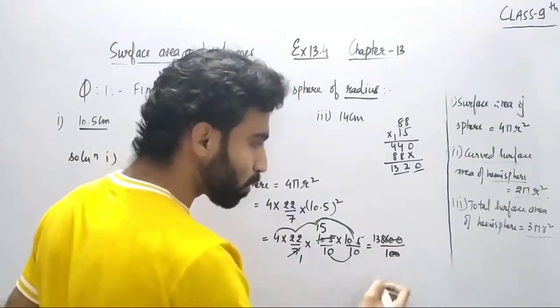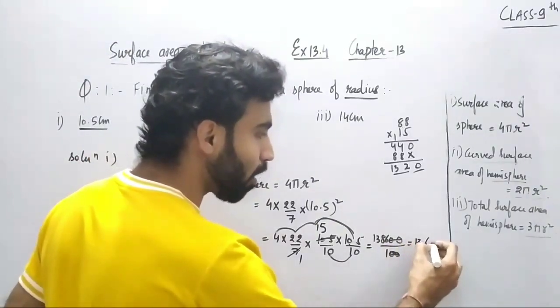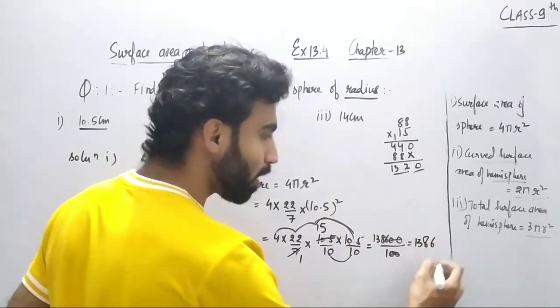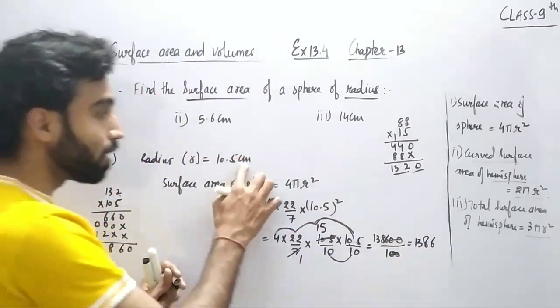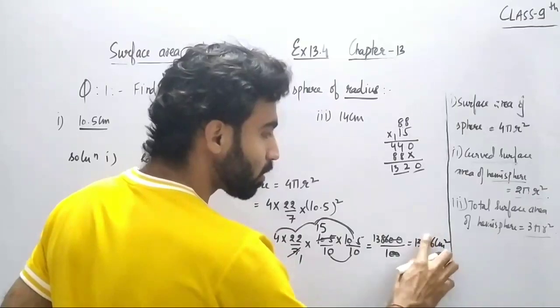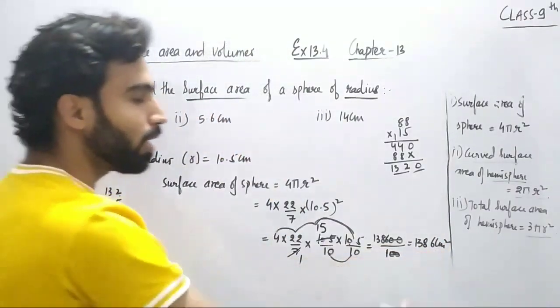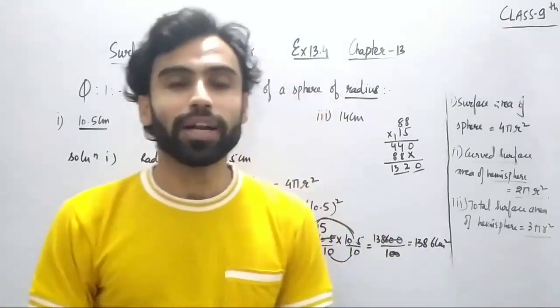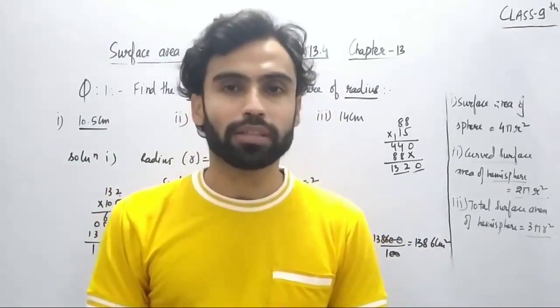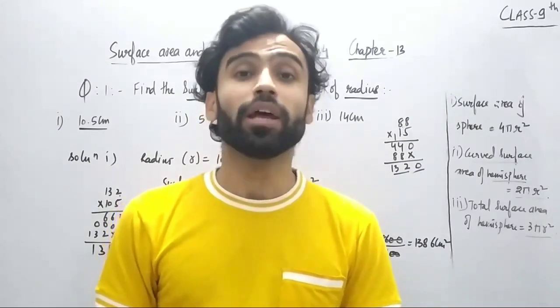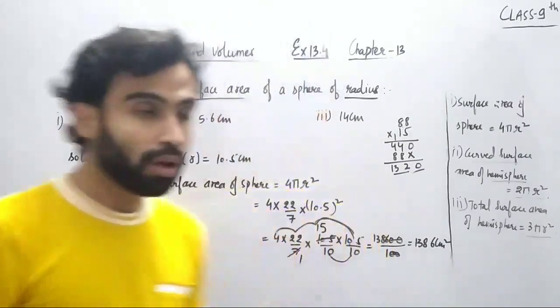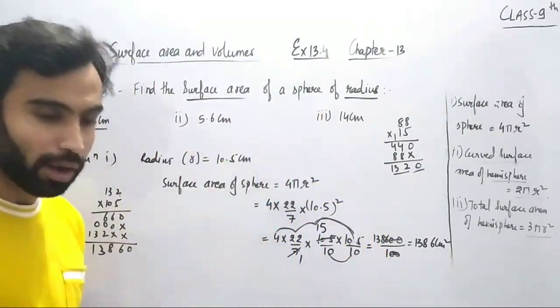Now you can see these two zeros will cancel out. Finally we have got the surface area of the sphere as 1386 centimeters square, right? So you can see the radius was given as centimeters, so the area will be in centimeters square. So that was how you have to simply calculate the surface area of a sphere when the radius is given to us. Now let us move on to the second part now.